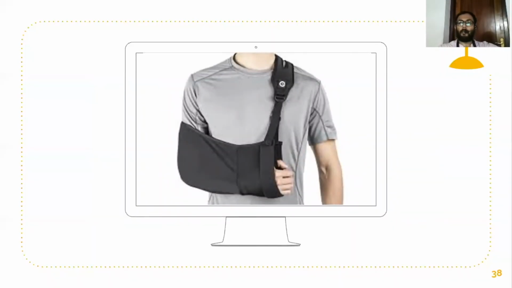After 3 weeks, proper rehabilitation should be advised to avoid further recurrence. If the patient does not keep the bandage up to 3 weeks, then there is a chance of recurrent dislocation. So in shoulder joint dislocation, 3 weeks immobilization, and after that rehabilitation, is very much important.